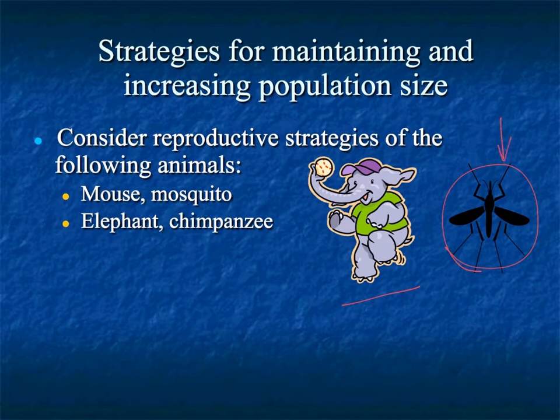On the other hand, things like mosquitoes and mice have lots of babies, and often have very little to no parental care. And those are major considerations when it comes to taking a look at population maintenance and reproductive strategies.